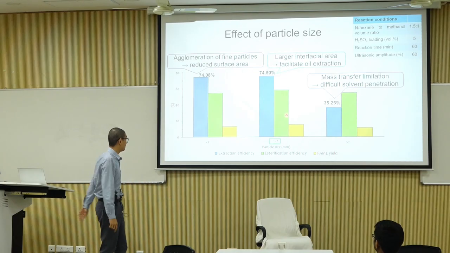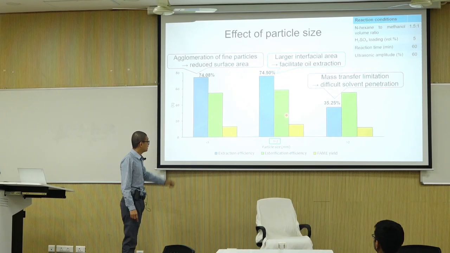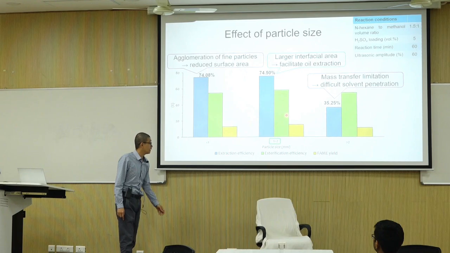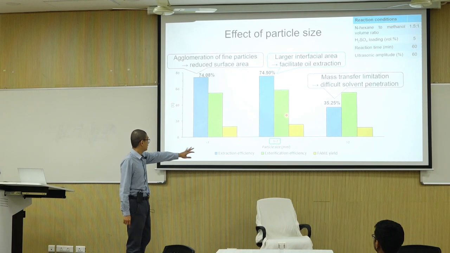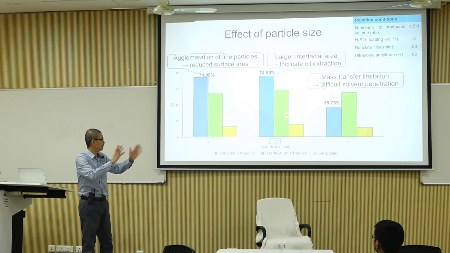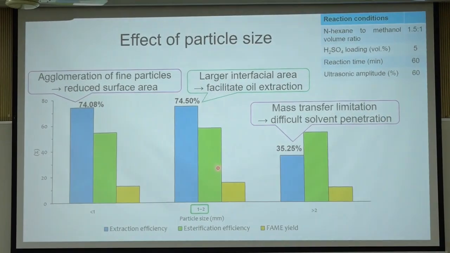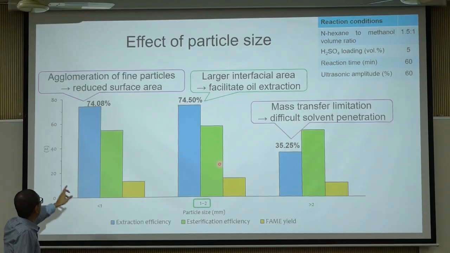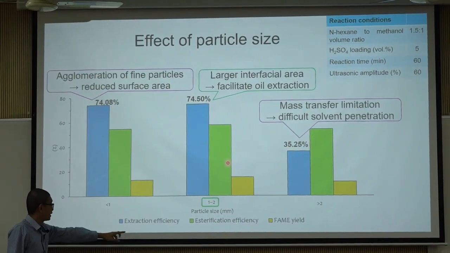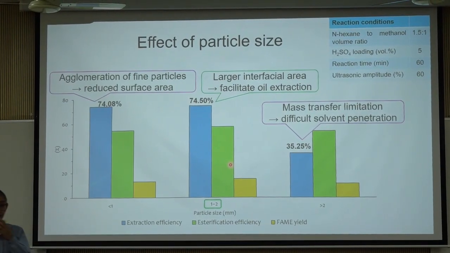You see, this one is what? Particle size. Particle size, we divide into three categories. One is the particle size less than 1 mm, more than 2 mm, and between 1 and 2 mm. We look at the effect on what? Extraction efficiency, esterification efficiency, and FAME yield. What is that?